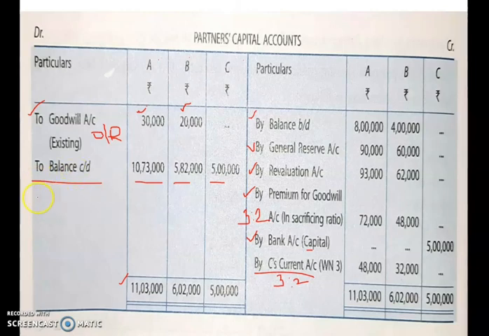This is your new capital. This is the capital of the new firm. New firm means what? In this new firm, A, B and C, there are 3 partners. Okay, in the old firm only A and B were the partners. In the new firm there are 3 partners.